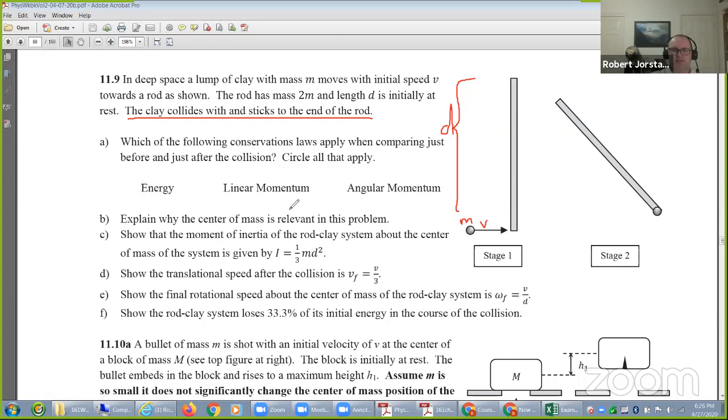In this case, energy does not apply. When the clay sticks to the rod, energy is lost. Some energy goes into there. That's your standard momentum. And it turns out this applies and this applies. Wait a minute, Mr. Jorstad. Didn't you say just a minute ago that we couldn't use this one? Didn't I tell you this was a no-go just a minute ago? And now here I am telling you it's okay. Why is this one okay to use both and the last one not?